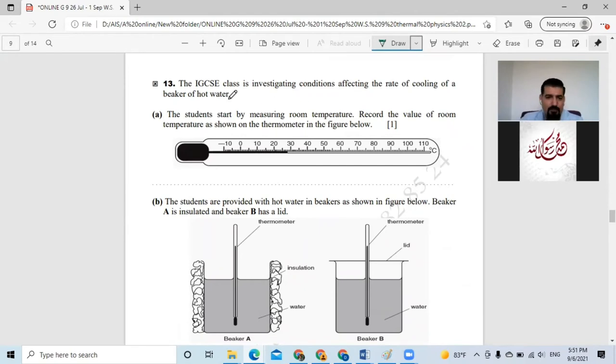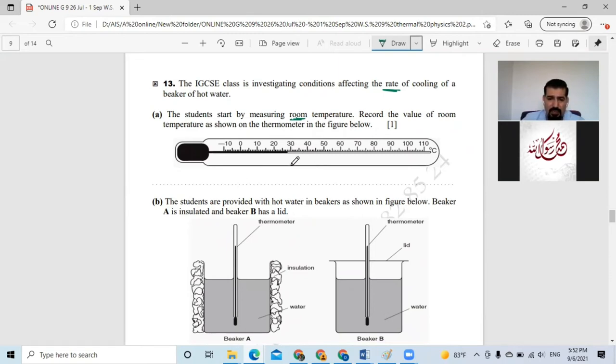What does it say? The IGCSE class is investigating the conditions affecting the rate of cooling of a beaker of hot water. The students start to measure the room temperature. Always check the room temperature, if it's hot or cold. Record the value of the temperature from the thermometer here.